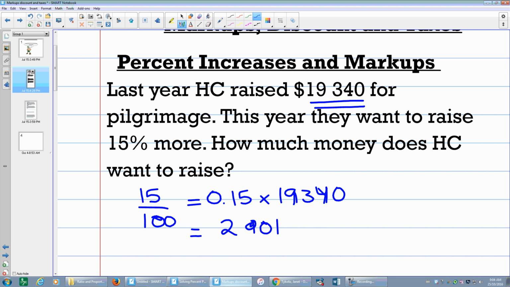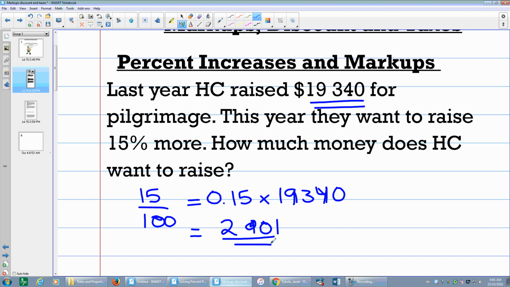Now a lot of times students will end there and say, oh, that's how much Holy Cross wants to raise, $2,901. But I want you to think about right now why that would not be the correct answer. Hopefully, you're noticing that last year they raised $19,340, that it's talking about an increase, so I want more than 19,000. This is just talking about the 15% more.